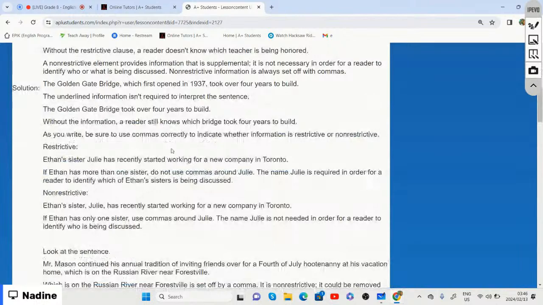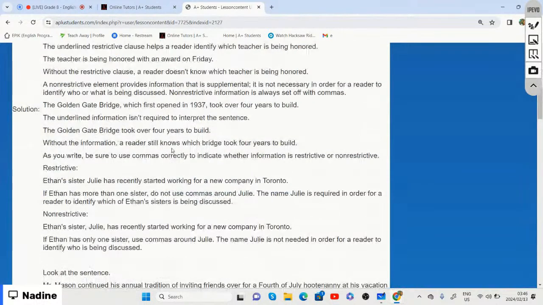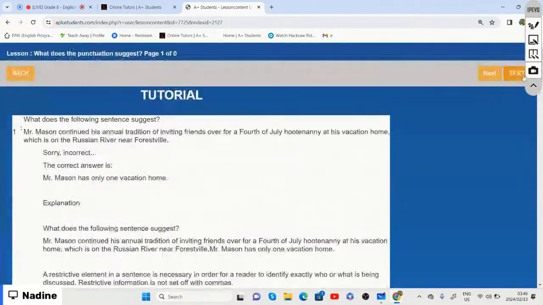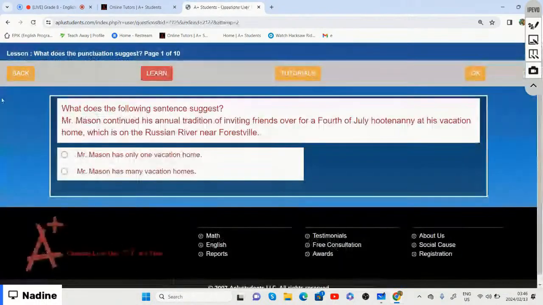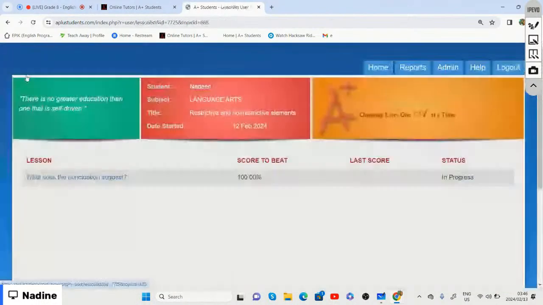Let me just say something. It's not giving us that one. I wanted us to do the final test. Once you complete the 10 questions in the test on restrictive and non-restrictive elements, it will take you to the final test. I thought I could do the final test with you, but clearly I went out of it.